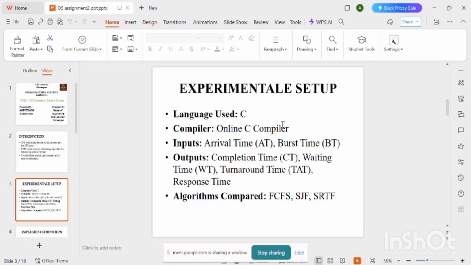The algorithms compared are first come first serve, shortest job first, and shortest remaining time first. First come first serve is simple and non-preemptive, executing in arrival order. SJF picks the process with the shortest burst time, giving lower waiting time but is non-preemptive. SRTF is the preemptive version of SJF and always chooses the process with the least remaining time.